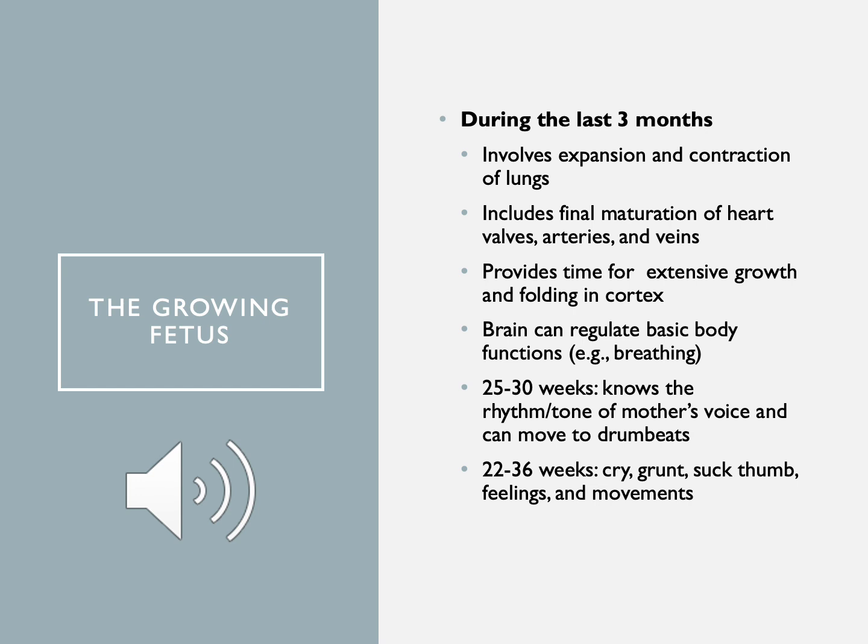As well, just a few fun facts about when we see things start to pick up speed: around 25 weeks, we can see that the fetus starts to move to the rhythm of a drum beat, and within 25 to 30 weeks, they know the rhythm and tone of their mother's voice. We also see that around 22 to 36 weeks, the fetus can actually start to cry and grunt. We see them sucking their thumbs. We see them moving. They can understand and produce feelings.